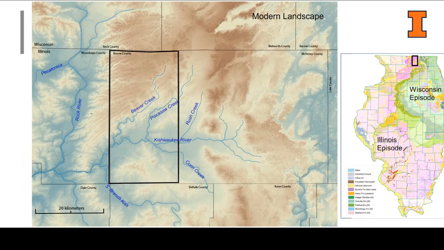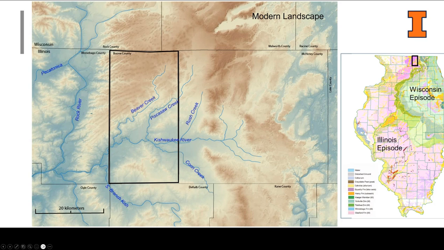So if we think about the modern landscape in north central Illinois, this is a kind of shaded relief map of that landscape, where we see the Rock River, Pecatonica, Piscasaw, Kishwaukee, Beaver Creek. All of these creeks are a function of glacial processes and the last glacial events during the last few 100,000 years.